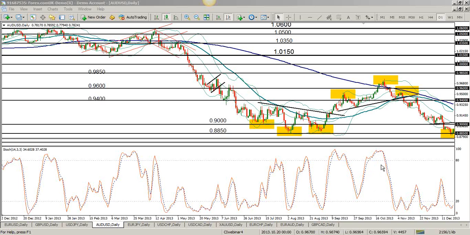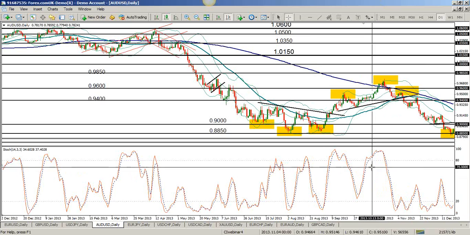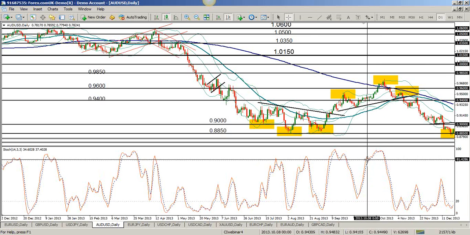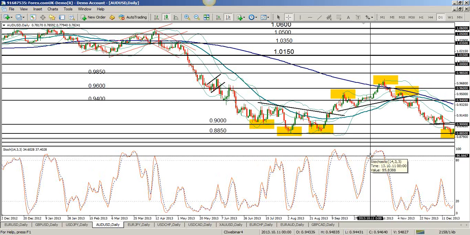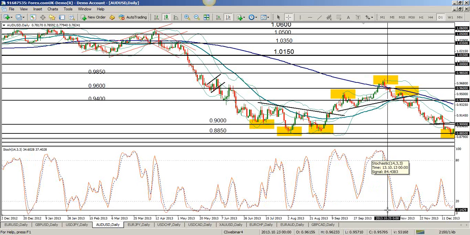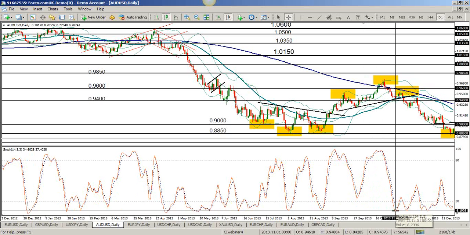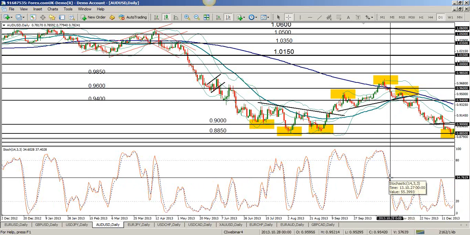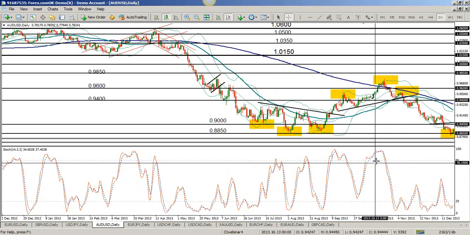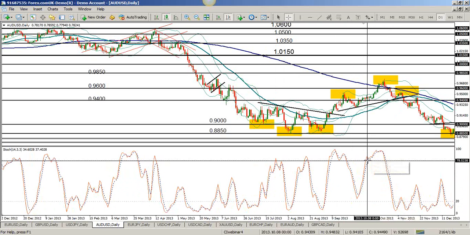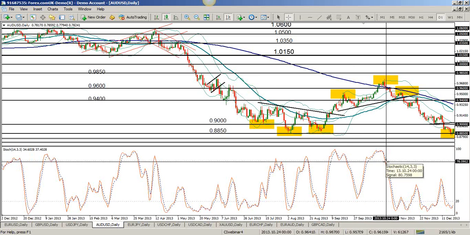Now, if you take a look at this, what I'm not looking for is right here. Okay, I'm not looking for it to enter into overbought. A lot of people say if it enters into overbought, that means that it's overbought and you should sell it. Or if it enters into oversold, that means it's oversold and you should buy it. Now, that's exactly the opposite of how I use it. What I'm looking for is not when it enters into overbought, rather when it exits from overbought.